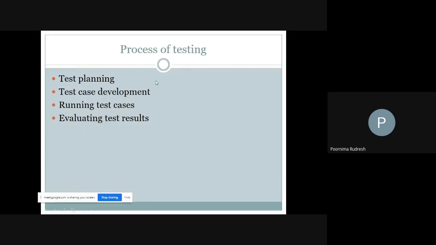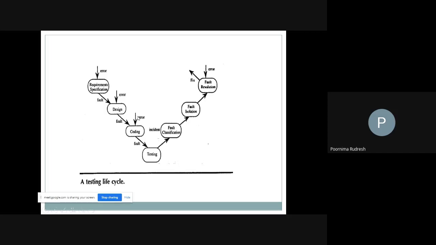They may ask in the test or the exam what the different phases of the testing process are: test planning, test case development, running test cases, evaluating test results. These are the four phases that you need to explain. And in the exam or the test, they may also ask you to write the life cycle of the testing process. If they ask, then you have to write this testing life cycle and explain it. So what is inputting the errors or putting bugs in, and the next one is getting the bugs out. That also you have to explain.